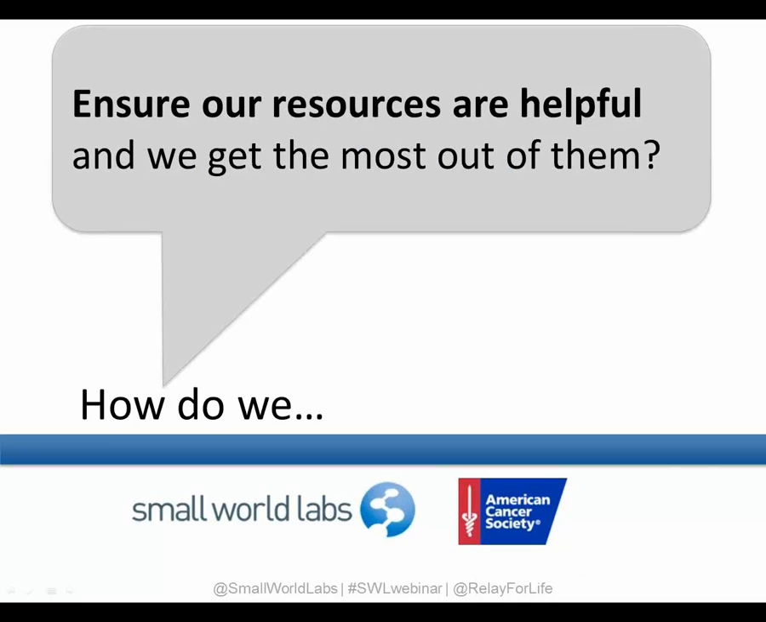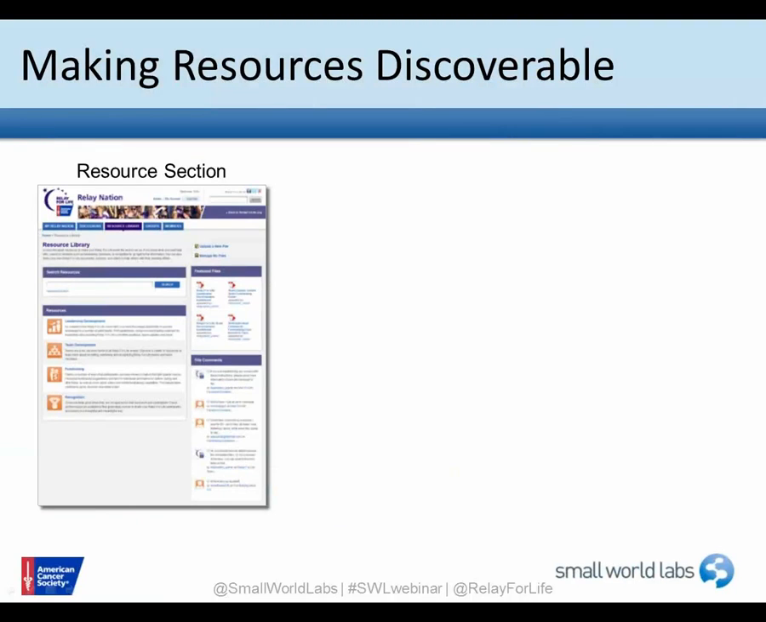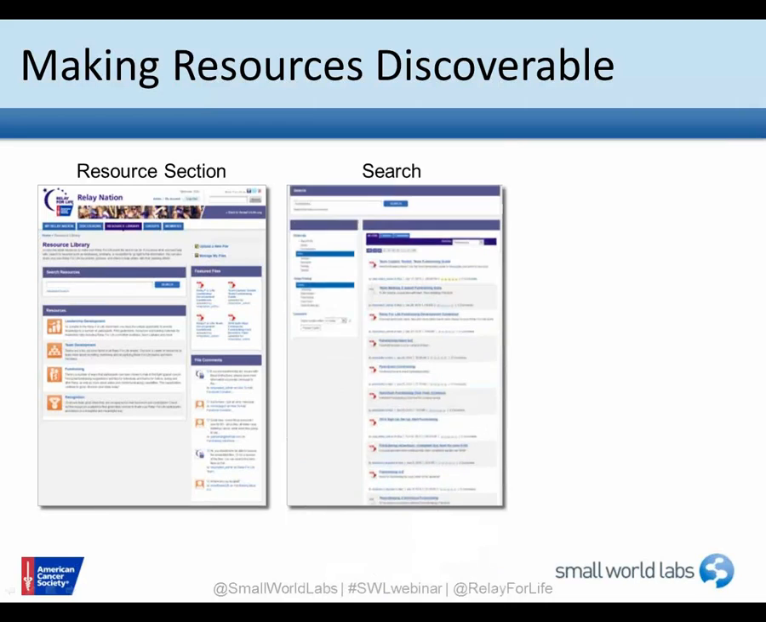So next up is, how do we ensure our resources are helpful and we get the most out of them? Obviously we want our resources to be discoverable, and there's a couple different ways for viewers to find the resources. There's obviously just a simple resource section within the Relay Nation where people can just browse the categories. Sometimes people just want to go out there and look for fundraising ideas, and they just want to see what's there. They want to look through the committee agendas or the sample ceremony scripts just to inspire them on what they need to do and get their creative juices flowing.